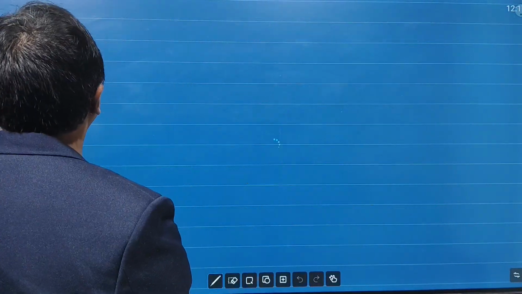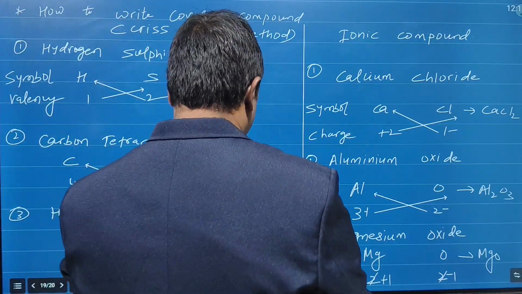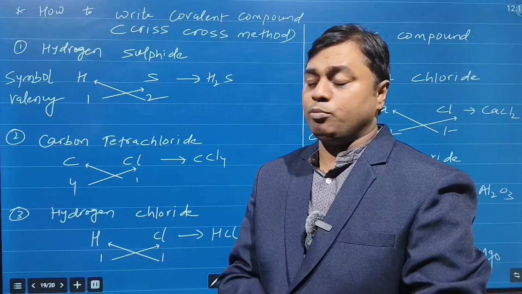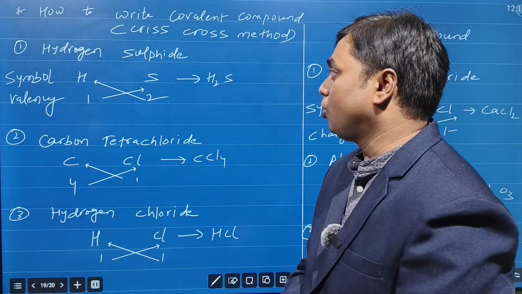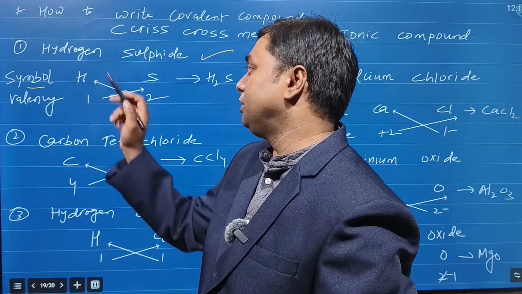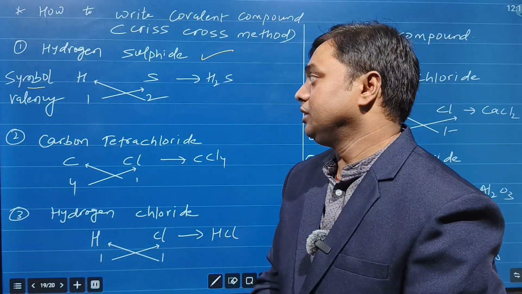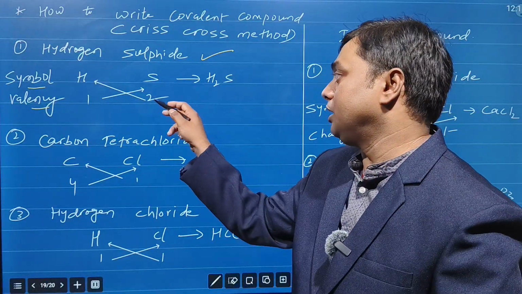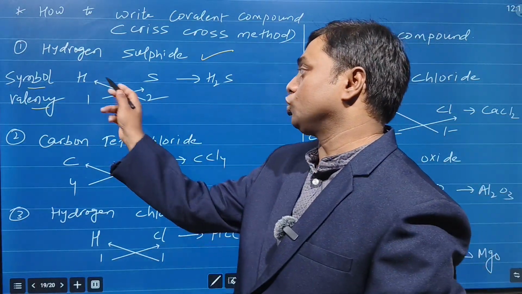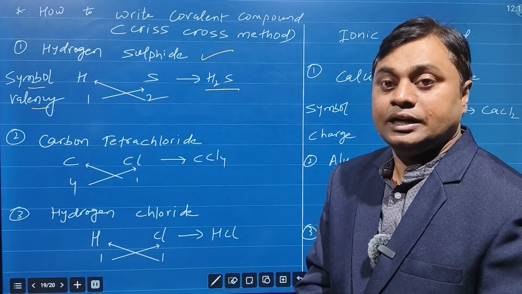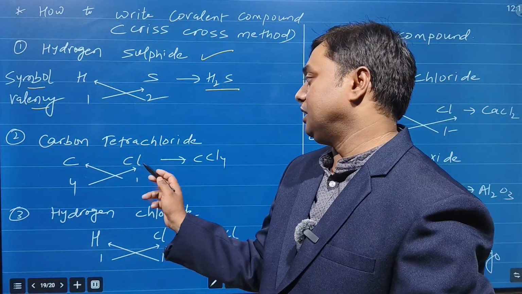Next we talk about how to write the chemical formula. There may be covalent compounds and ionic compounds. First we will talk about the covalent compound, hydrogen sulfide. First we write the symbols: hydrogen is H, sulfur is S. Below that we write the valency. Hydrogen valency is 1, sulfur valency is 2, and we use the crisscross method. 2 will move here, 1 will go here. So H2S.